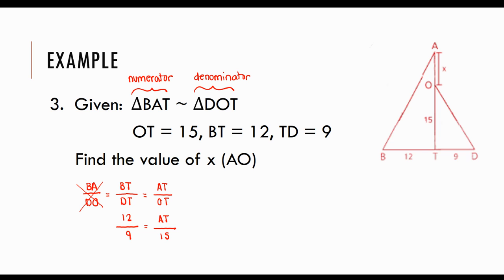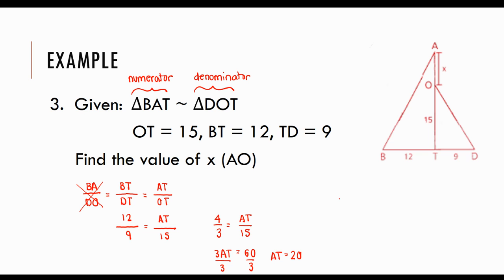If AT is what I'm finding, notice that 12 over 9 I could simplify. They're both divisible by 3, so that would reduce down to 4 over 3. And then I can cross multiply. So 3 times AT is going to equal 4 times 5, which is 60. I'll divide both sides by 3 and get AT to be 20. Once again, that's not my final answer, though.